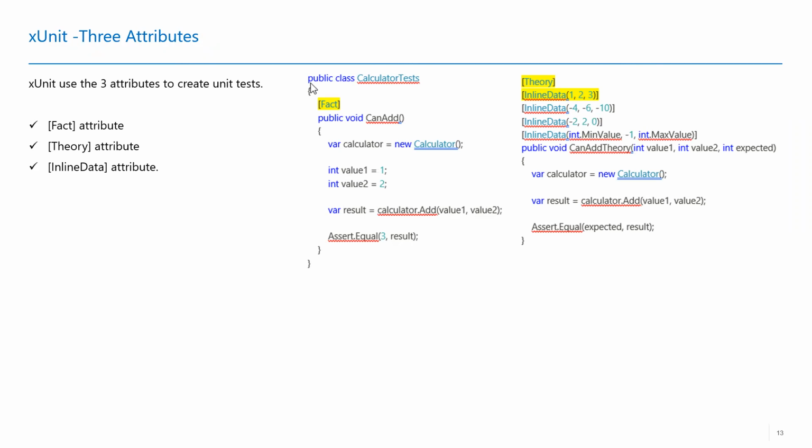xUnit uses 3 attributes. You will see Fact, Theory, and InlineData. So the Fact attribute basically creates and performs the unit test related to the parameterless.